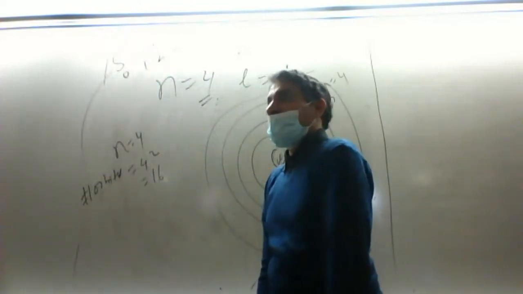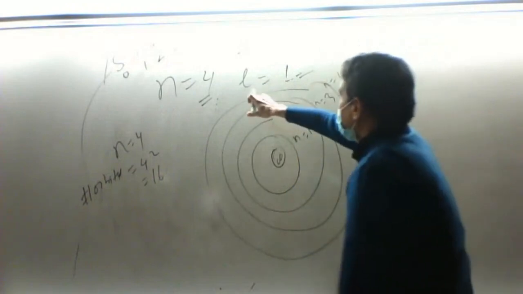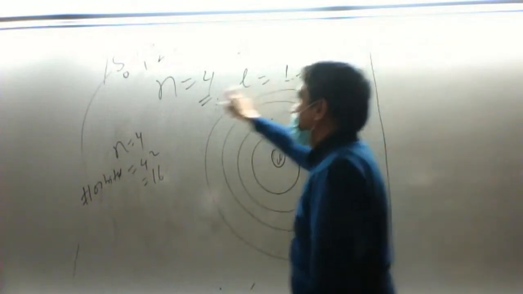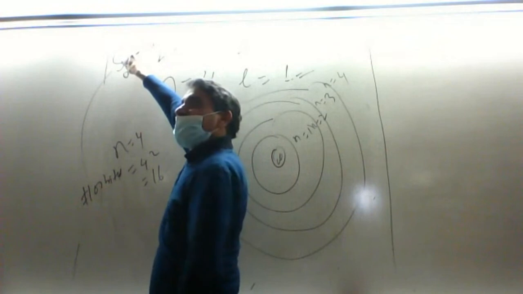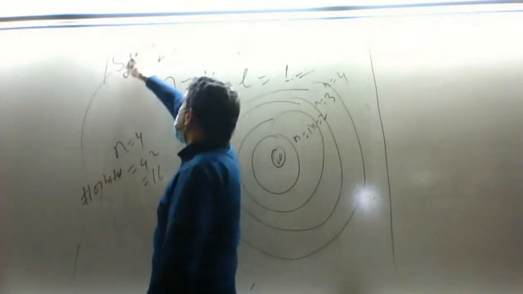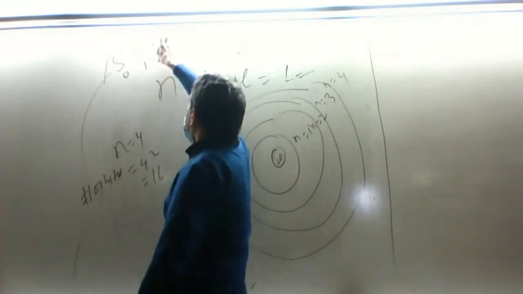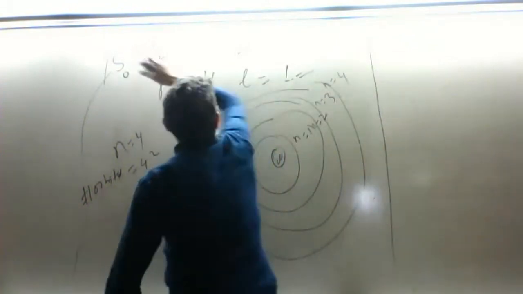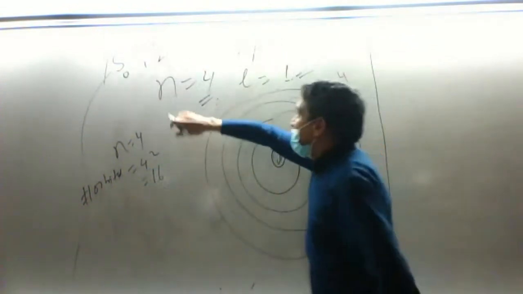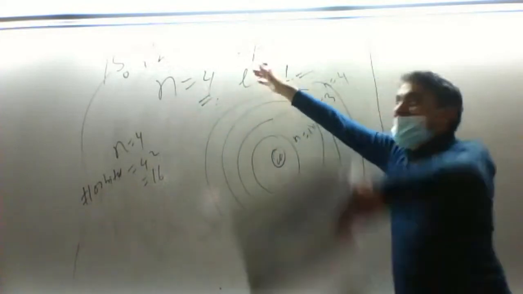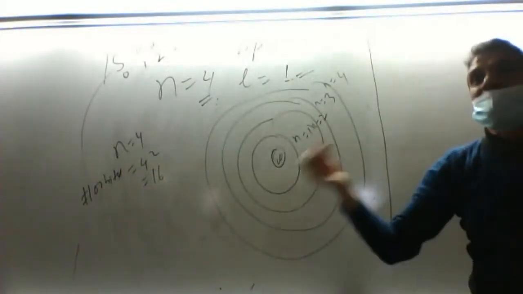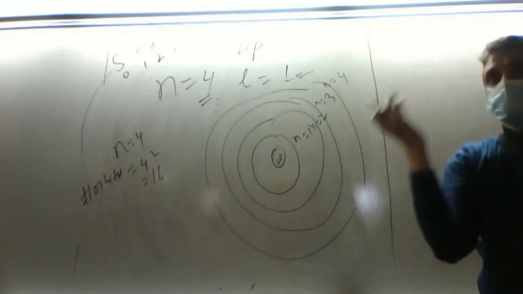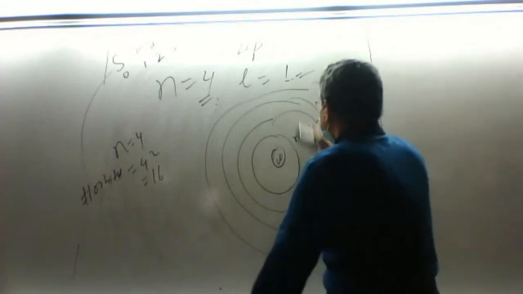Make sense? So what is the value of l here? 1. So 1 should be named as P, right? So S is 0, P is 1, D is 2, F is 3. Since I have l equals 1, 1 is represented as P. So 4P. So when you have n equals 4 and l equals 1, the name of that one is P, 4P. Yeah? Good. Now, what if I have 2 here?